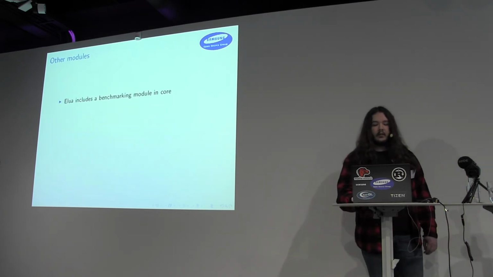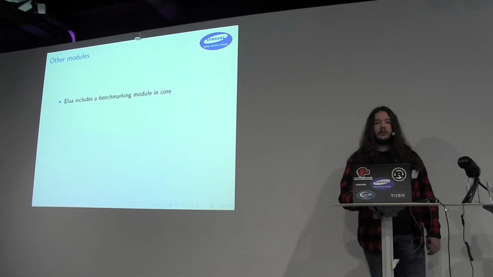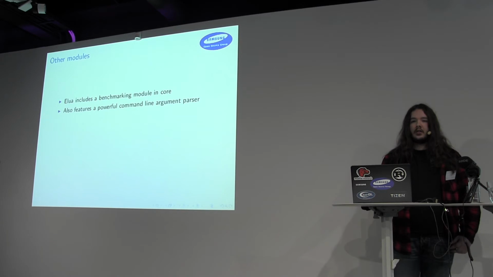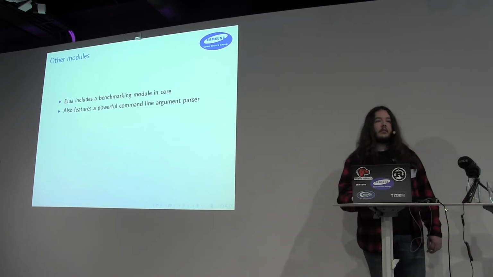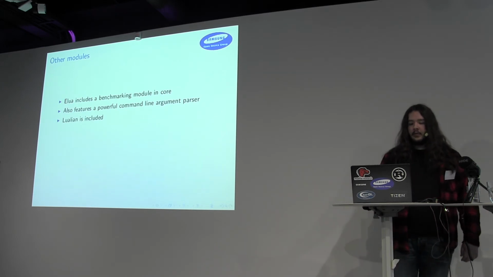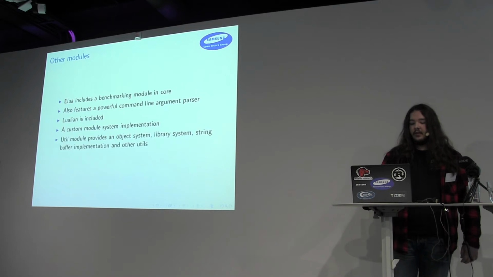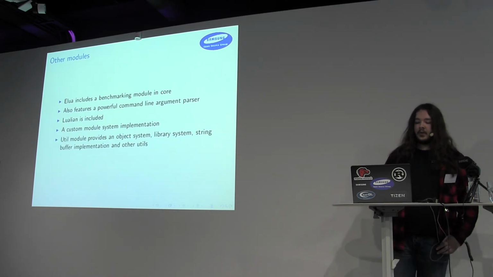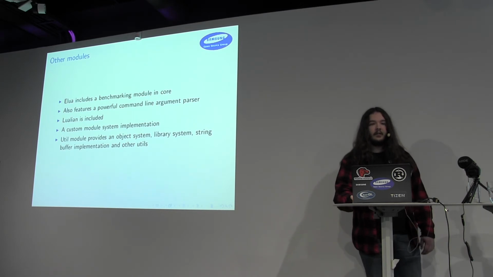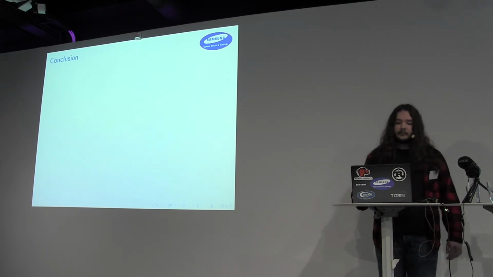In other modules, we have a benchmarking module which we can use to run tests. Command line application, command line argument parser, which is also standalone, and I put it on my GitHub. The Lua generator is included, and the custom module system, and the OTL module, which provides the object system, library system, string buffers, and some other stuff which is useful and used.